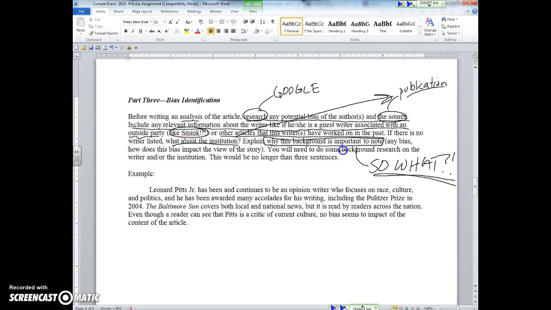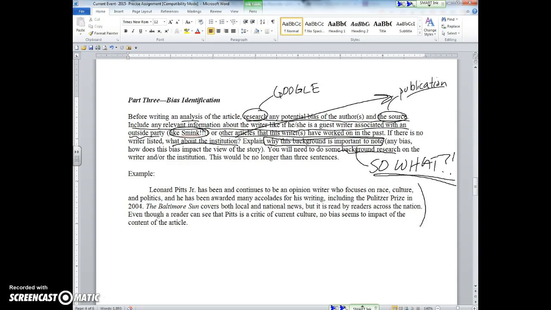So you will need to do some background research. Yes, you will. A Google search, it's so nice to be able to search something on Google so quickly. You can get this bias research done in about 5 minutes, and it'll take you maybe 5 to 10 minutes to write this little piece there.